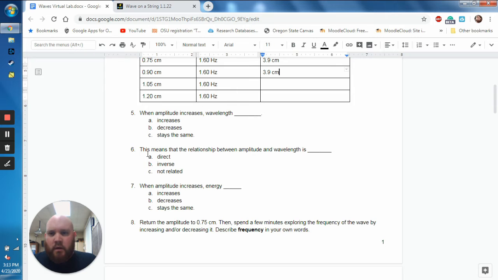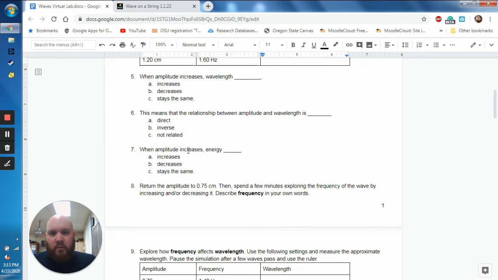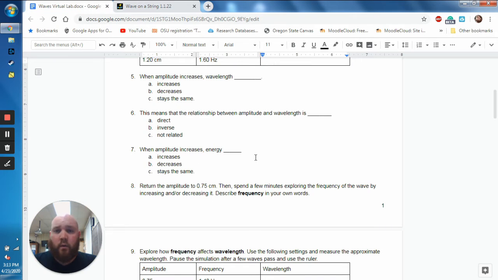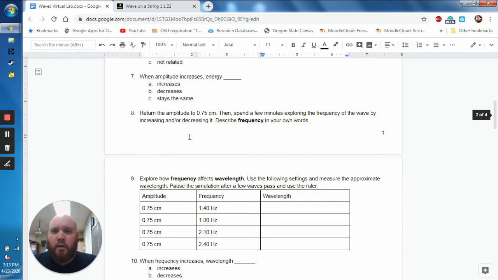Okay. 6 is, this means the relationship between amplitude and wavelength is blank. And you can work through that one too. And then when amplitude increases, energy blank. Now we talked about energy a while ago. And in our book chapter and in the PowerPoint slides, energy is mentioned, but I want you to think about how the energy in this system is changing as you change the amplitude. Think about why. Again, always think about why. All right. You can pause the video as you go.